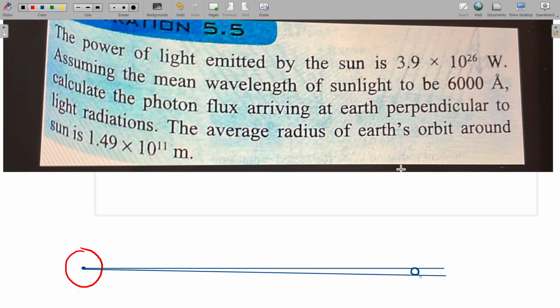The average radius of Earth's orbit is also given to us. So instead of calculating photon flux, what we can calculate is the energy that is falling on the surface of the Earth per unit time. And from that, since we know the energy of each photon, because the wavelength is given to us, we can calculate the number of photons that are falling on Earth's surface. This question is incomplete because the area of that surface of Earth is not specified.